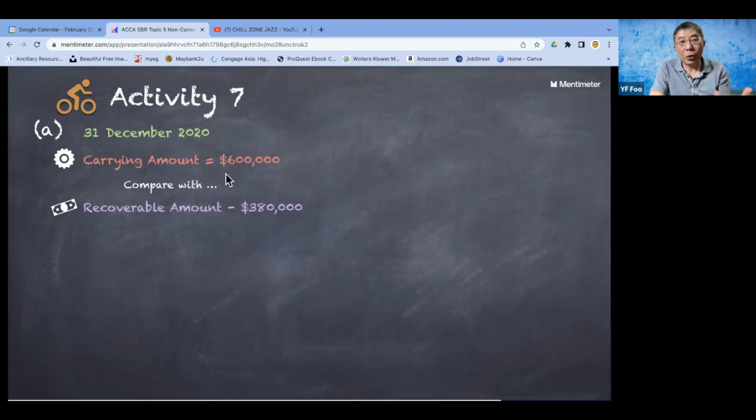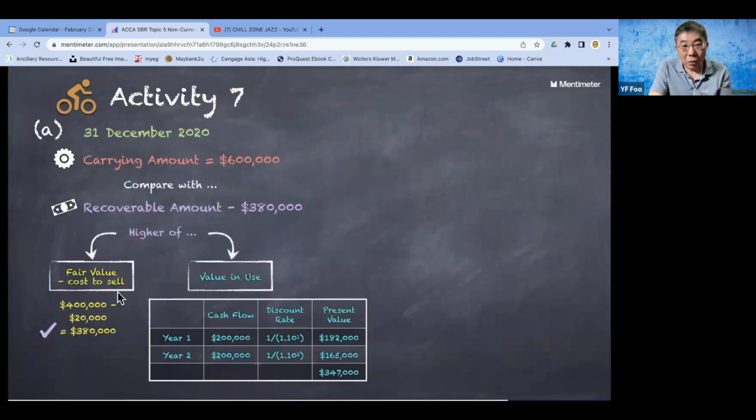So we all know that the carrying amount is 600,000. We now need to find out what's the recoverable amount. So what we do is we work out the fair value less cost to sell. Fair value less cost to sell is the market value, the fair value less incremental costs to dispose of that asset. So that will be 380,000.